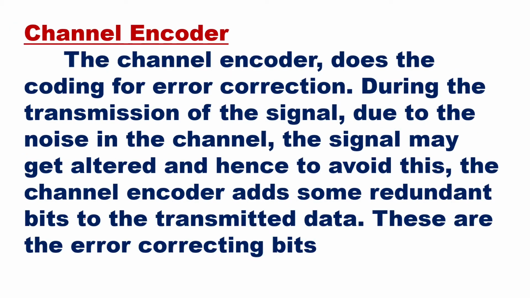Then you have a channel encoder. A channel encoder does the coding for error correction. Due to the noise in the channel during transmission of the signal, the signal may get altered, and hence to avoid this, the channel encoder adds some redundant bits, that is extra bits, to the transmitted data. These are the error correcting bits.